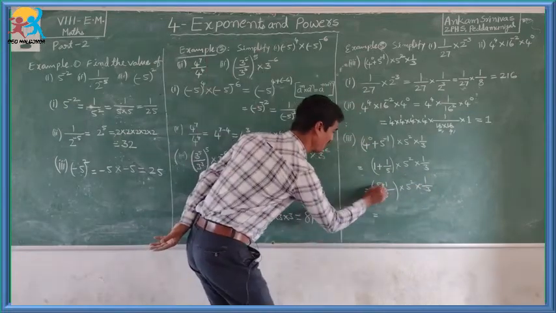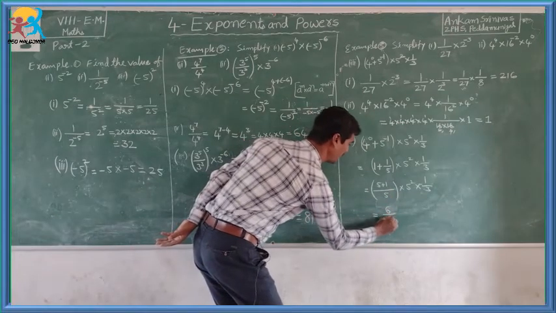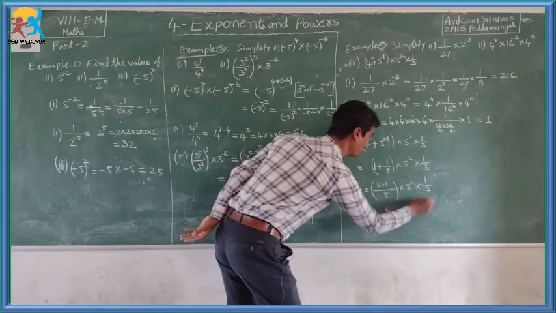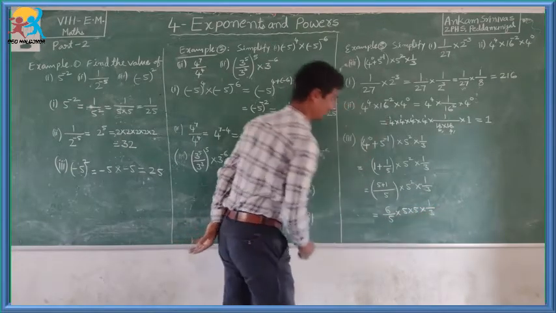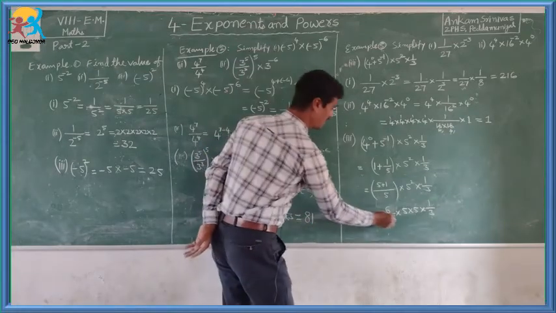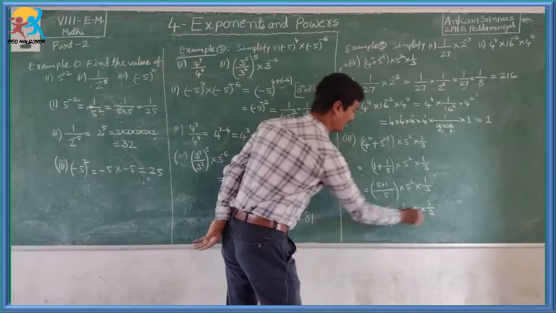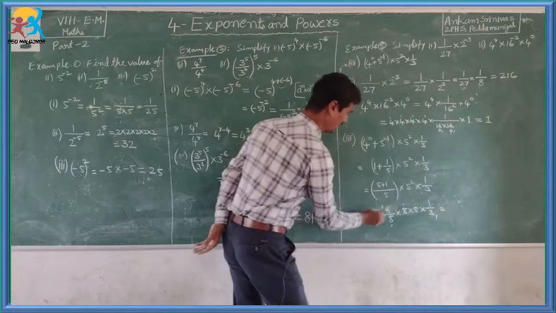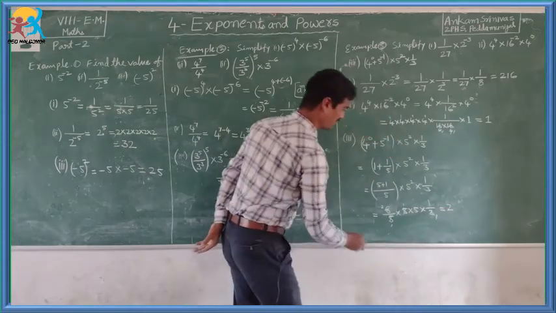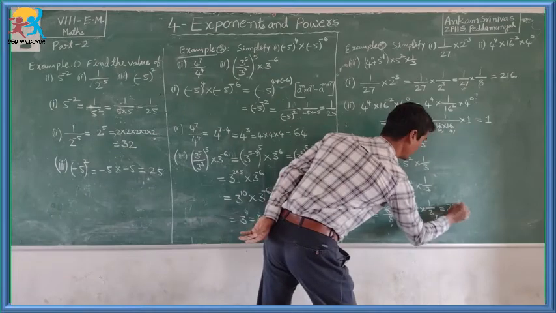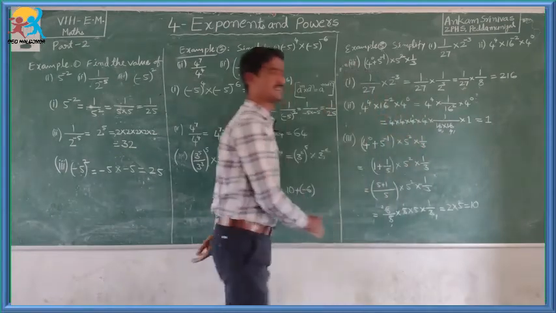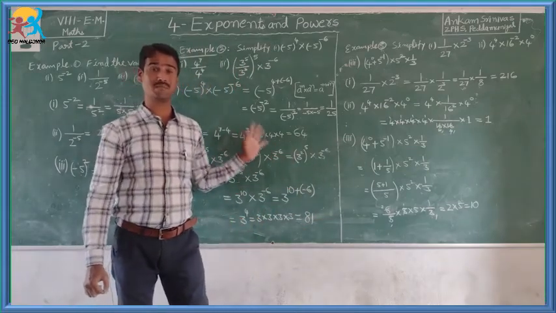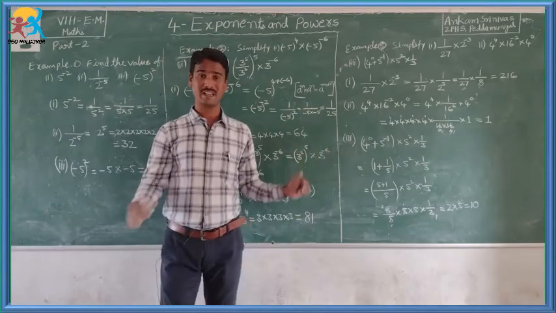Let's see here, 5 plus 1 is 6, by 5 into 5 square means 5 into 5, into 1 by 3 means 1 by 3 only. Let's cancel: 5 ones are 5, 5 ones are 5, 3 ones are 3, 3 twos are 6. What are the remaining here? Here 2 will be remaining, here 5. We will get 10. So using the laws of exponent we can simplify the problems very easily.